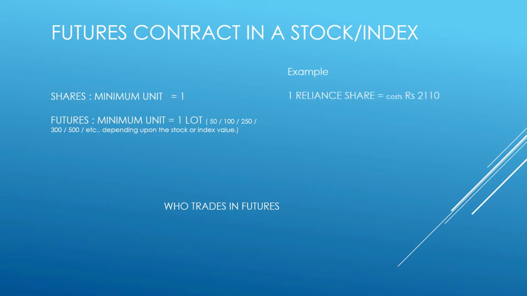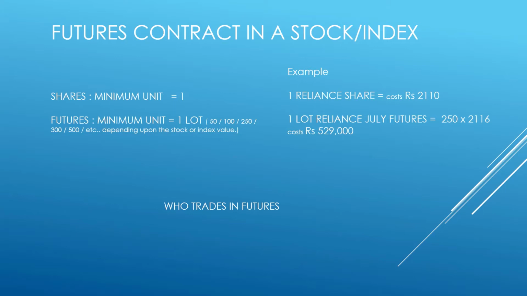Let's see an example. Today, one Reliance share costs rupees 2,110. One lot of Reliance July futures would cost around 250, being the lot size, into 2116, which is the future price. It costs around 5,29,000.